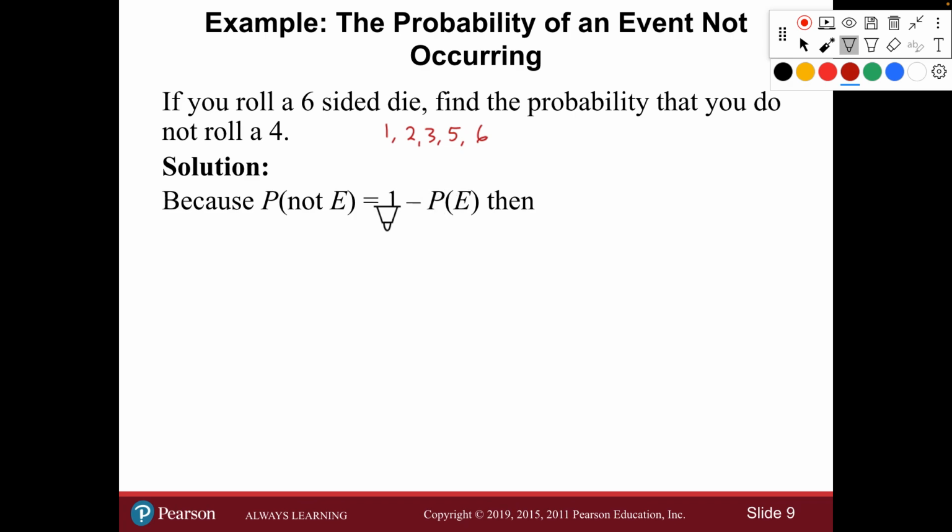A lot of calculation to do, but we could just come here and say, well, that's 1 minus the probability of rolling a 4. That's 1/6. 1 minus 1/6 is 6/6 minus 1/6, which is 5/6. We could have counted 1, 2, 3, 4, 5, so that's 5/6 because there's 5 out of 6. Both ways of doing it. In more complicated situations, sometimes this is a lot easier to calculate, especially if they give us the probability of not E.